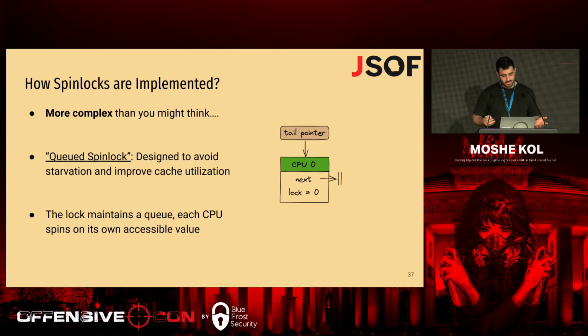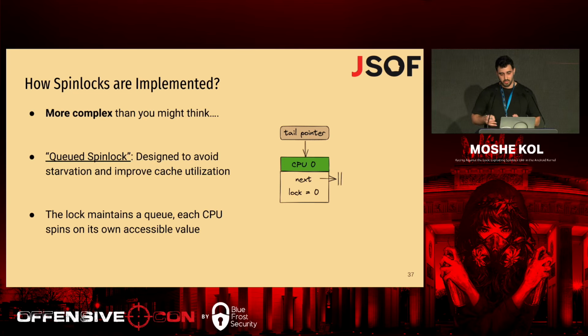And spoiler alert, this is more complex than what you might think. Linux uses a fancier algorithm for its Spinlock implementation, which is called queued Spinlock. It is designed to avoid starvation and improve cache utilization. The basic idea is that the lock maintains a queue of threads that want to acquire the lock, and each CPU spins on its own accessible value.